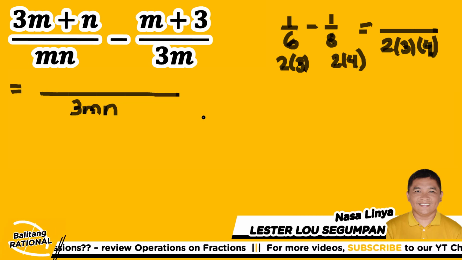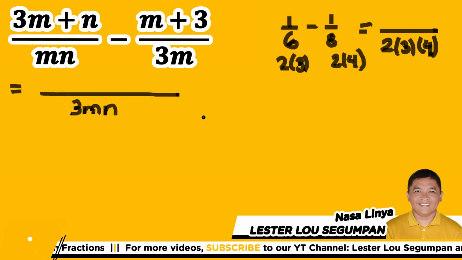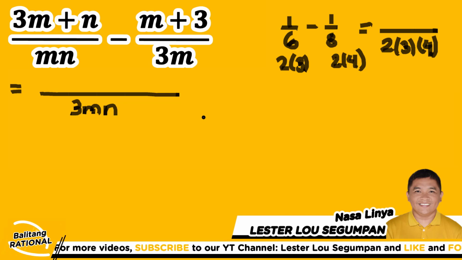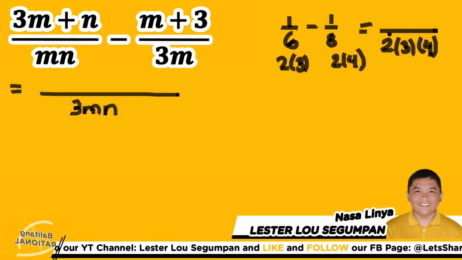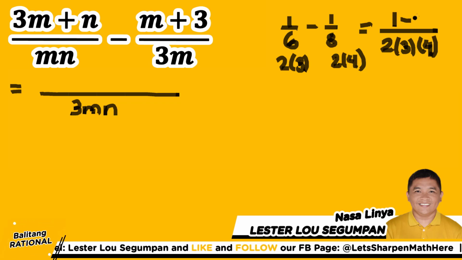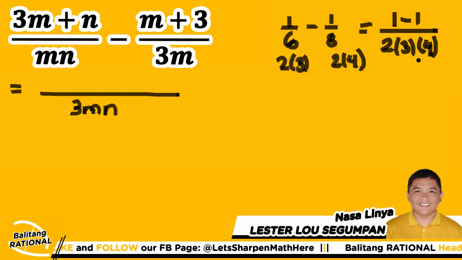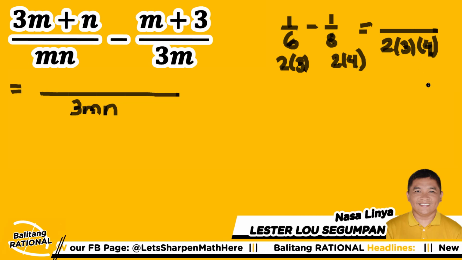So yung mangyayari po natin dito is we're going to look now at the numerators, the proper numerators. But it's not 3m plus n automatically minus m plus 3, just like here. We cannot again use here 1 minus 1 kahit na po nag-LCD tayo. What we need to do here is the concept of equivalent fractions. We can do that like this.